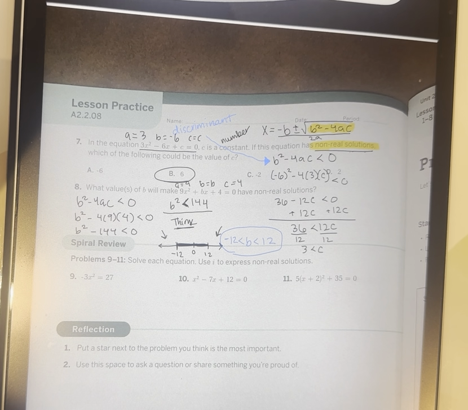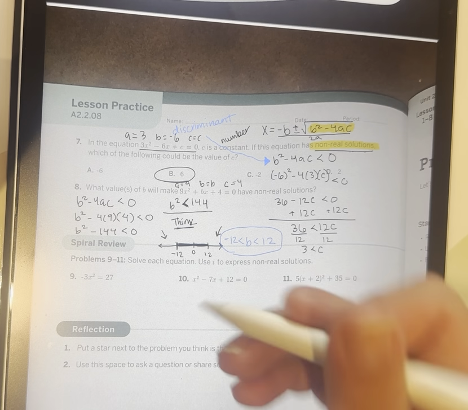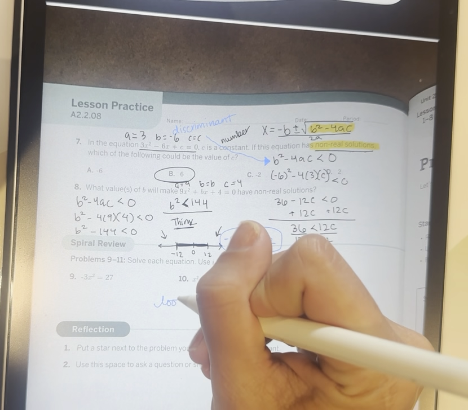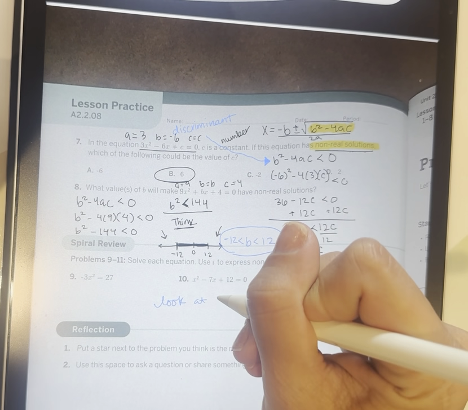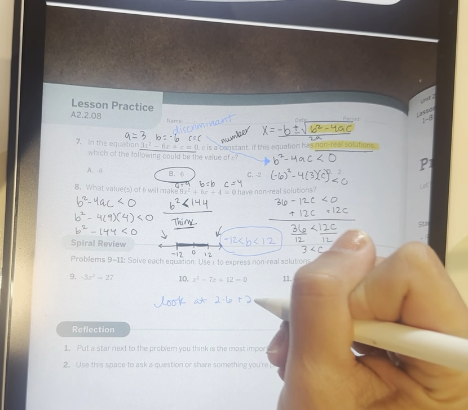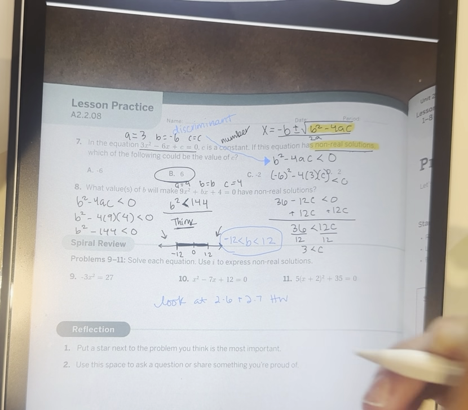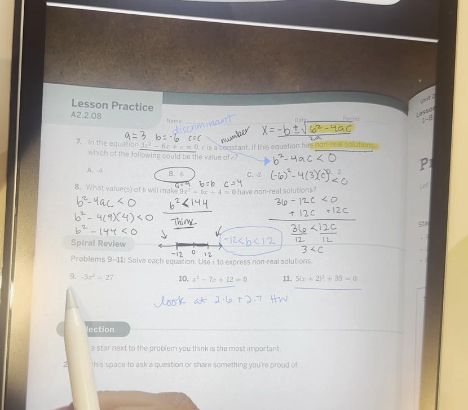Okay, and now this part where they want me to solve these and use i. This is very recent spiral review, so this is nothing that I haven't already made a video on. So I would say look at the 2.6 and 2.7 homework for very similar problems to these, and then you could check those videos.